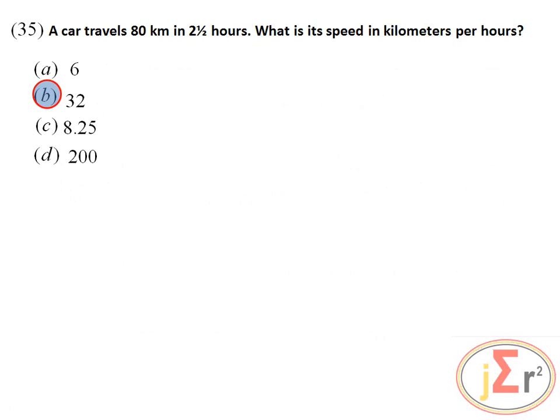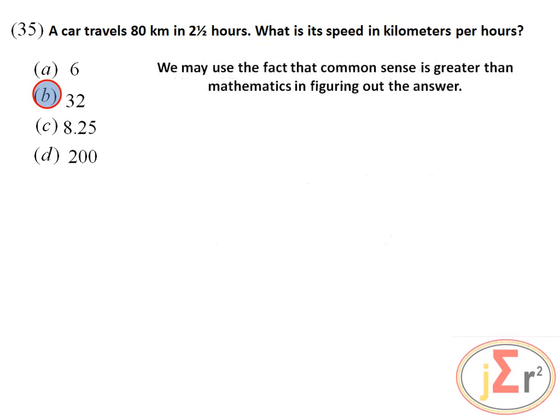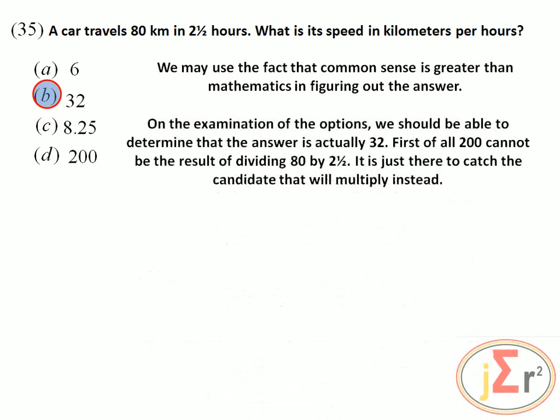A car travels 80 meters in 2.5 hours. What is its speed in kilometers per hour? We may use the fact that common sense is greater than mathematics in figuring out the answer. Common sense is greater than mathematics. That is what we will use, that principle, in figuring out the answer.